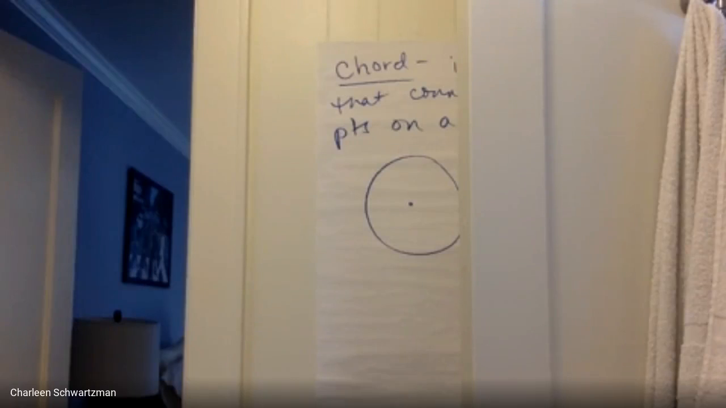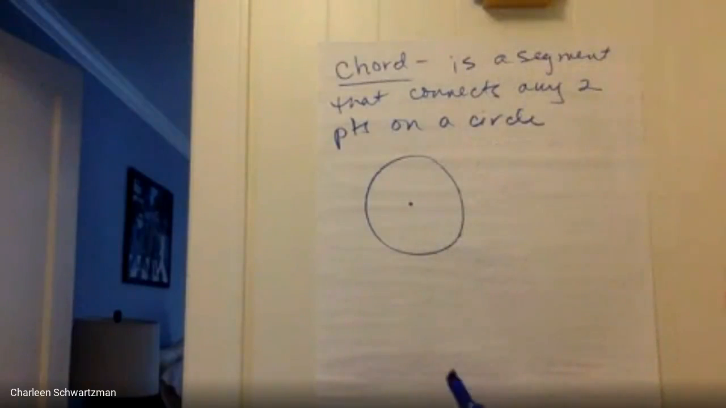Which is the longest chord on a circle, by the way? The diameter. The diameter is the longest chord, exactly. So you can actually say the longest chord is the diameter.